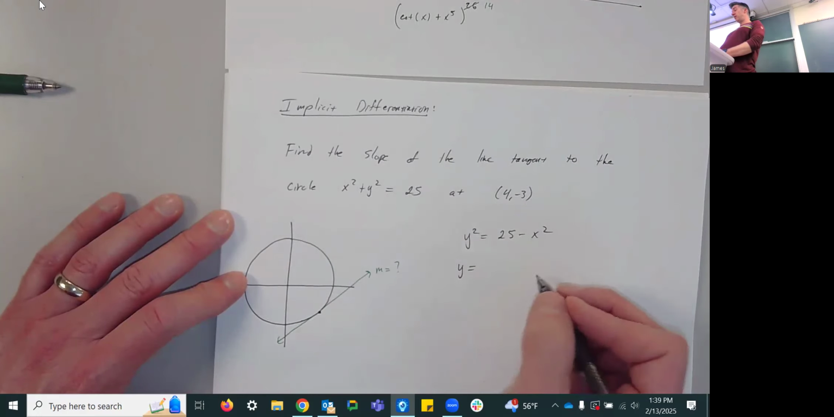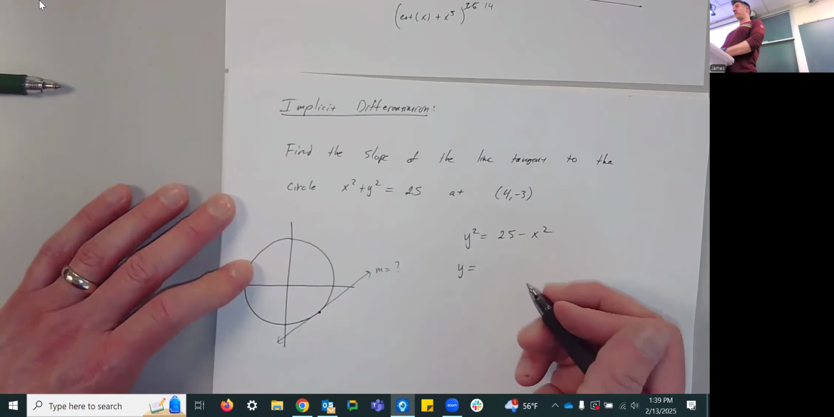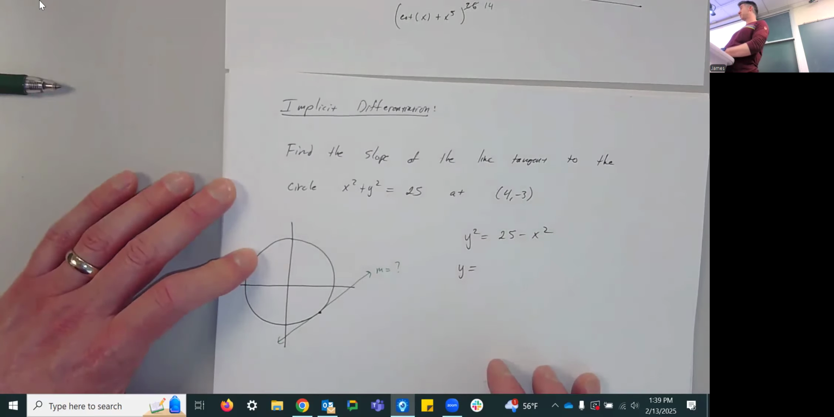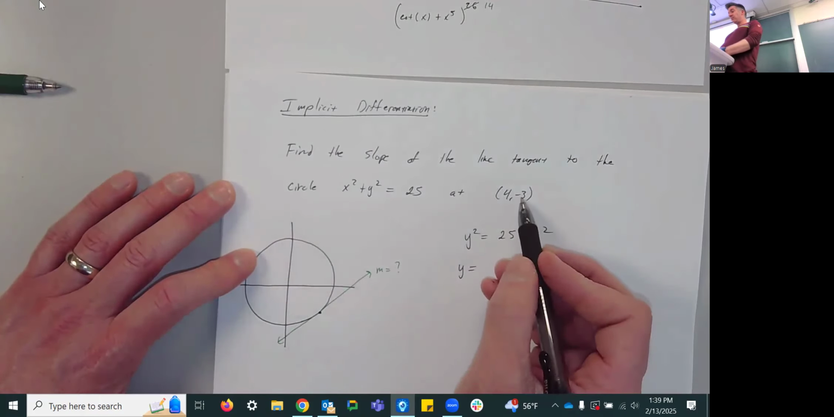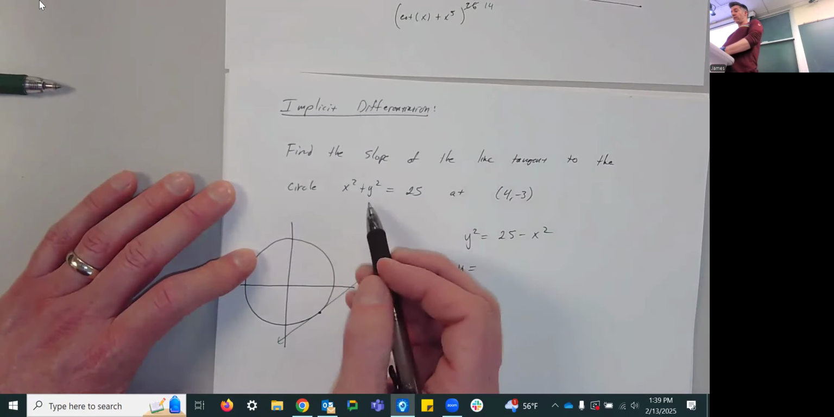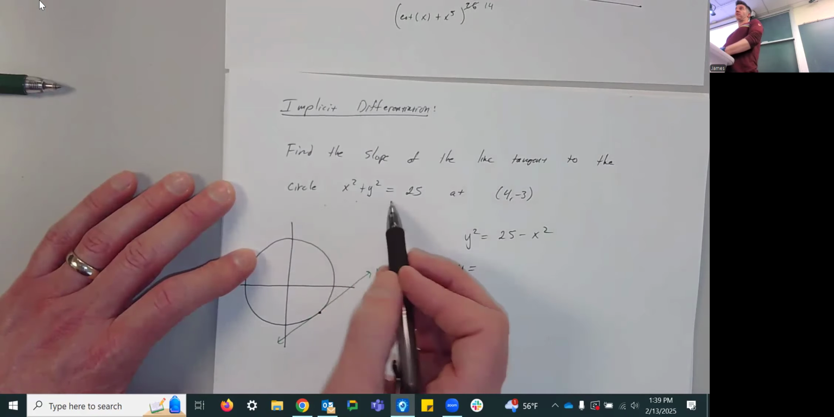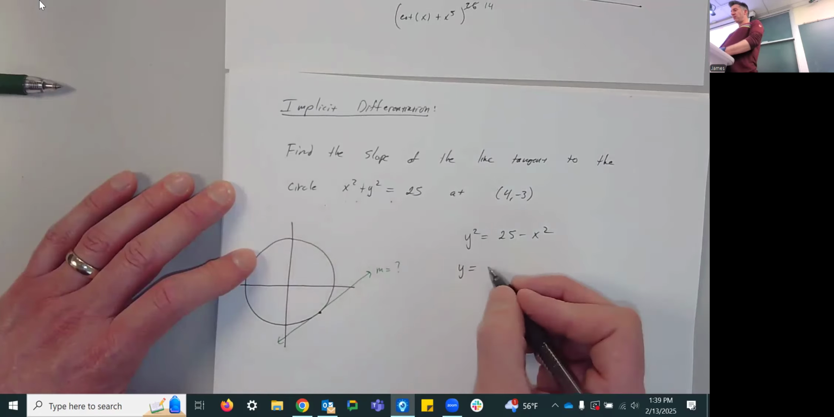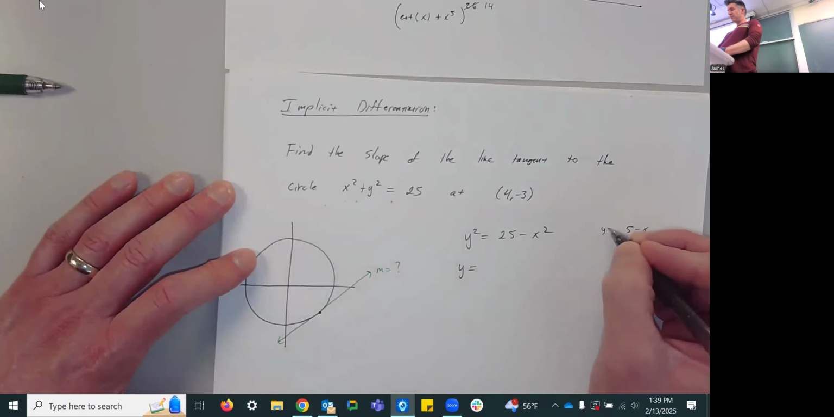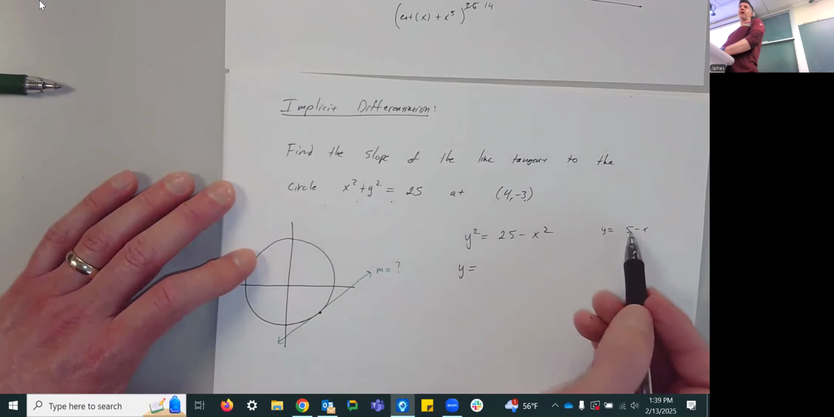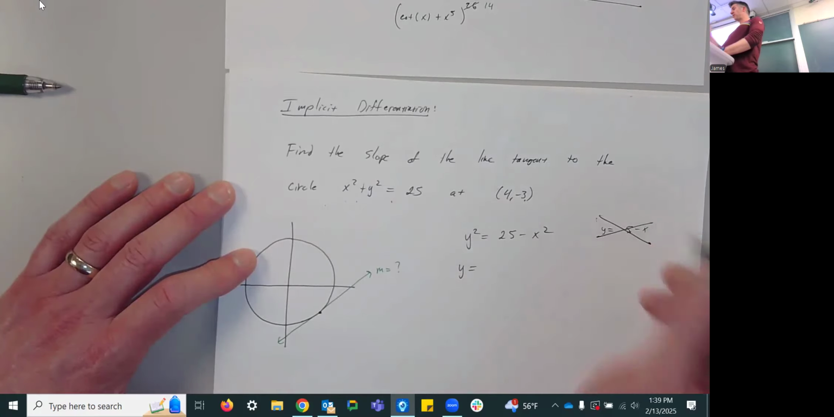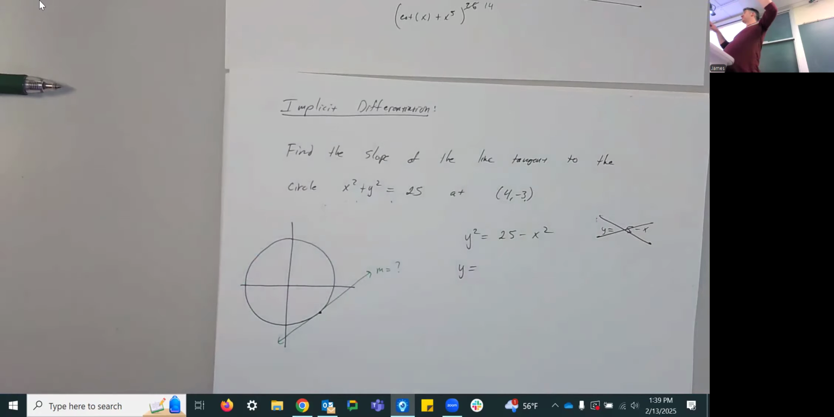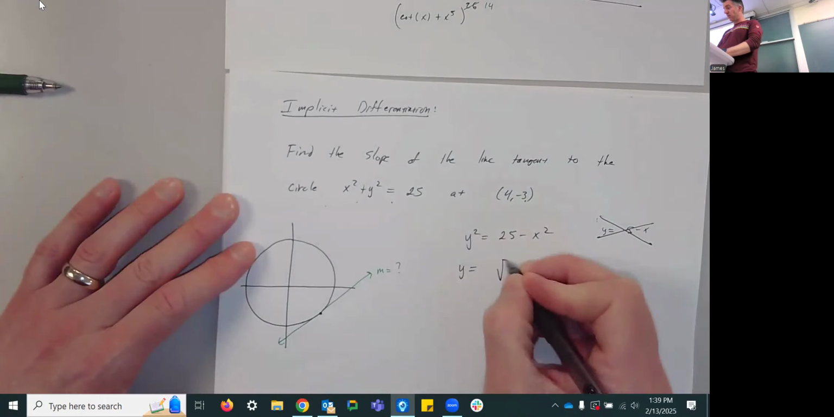I want to be careful here. If you're thinking 5 minus x, I want you to check yourself, because it's definitely not 5 minus x. If I plug in the point (4, -3), it is a satisfying value for this equation, right? 4 squared plus negative 3 squared is 16 plus 9, which is 25. If you think of this as 5 minus x, (4, -3) doesn't live on that, right? That's the equation of a line. Unfortunately, when you have a square root of a sum or a difference, we can't just take the square root of each part. We have to write it as the square root of the whole thing.